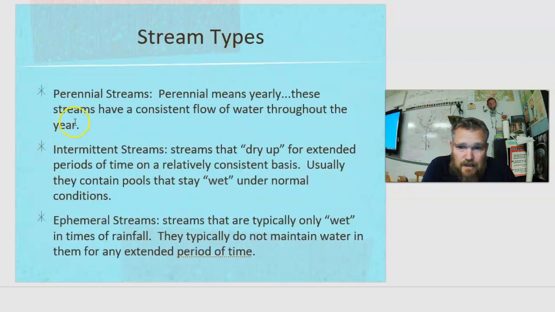So moving on, there are three types of streams, and all of these are based on water being available. Perennial streams, perennial means all year, so these are going to have water in them all year.